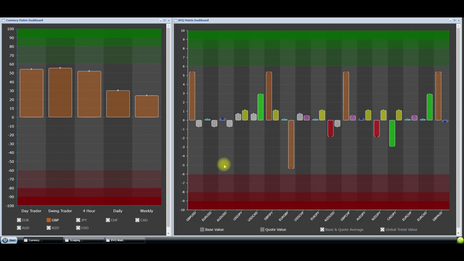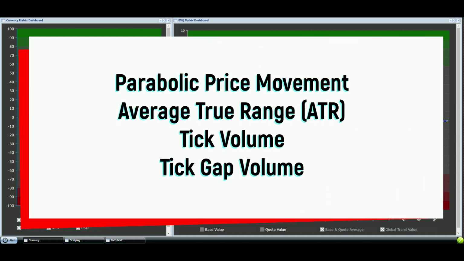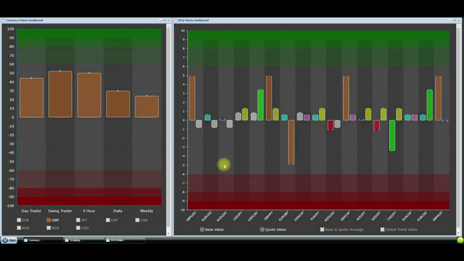I get asked a lot, how do you get the data for your currency matrix? A lot of people have guessed, I've heard lots of guesses over the years. It's moving averages, it's RSIs. It's actually a lot more complicated than that. All of our tools in one form or another are measuring parabolic price movement, average true range price movement, like is the average true range sliding to the upside, to the downside, right? Tick volume and tick gap volume. All of our tools measure those four components of price in a currency pair, and every tool is a little bit different in how it attacks that.